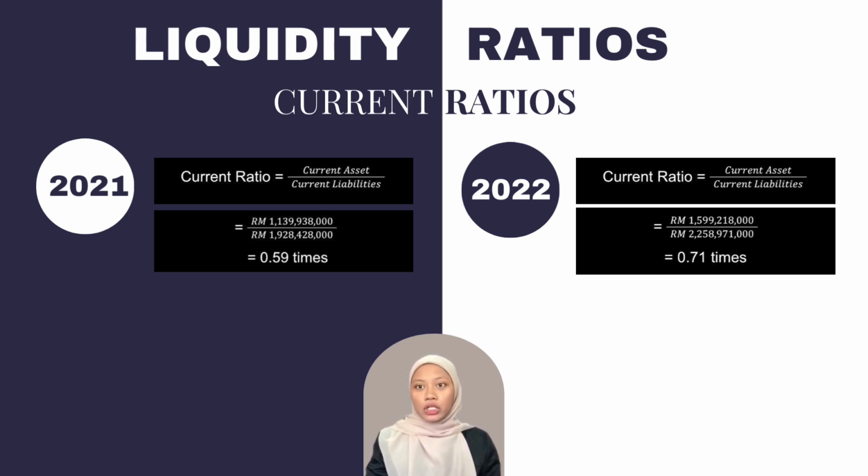Based on the calculation, Nestle's current ratio in the year 2021 is 0.59 times, while in the year 2022 it is 0.71 times. Therefore, it can be seen here that the Nestle company has experienced a slight increase in the current ratio from the year 2021 to the year 2022. But the Nestle company still does not have enough capital to meet its short-term obligations if they all have to be paid at once.